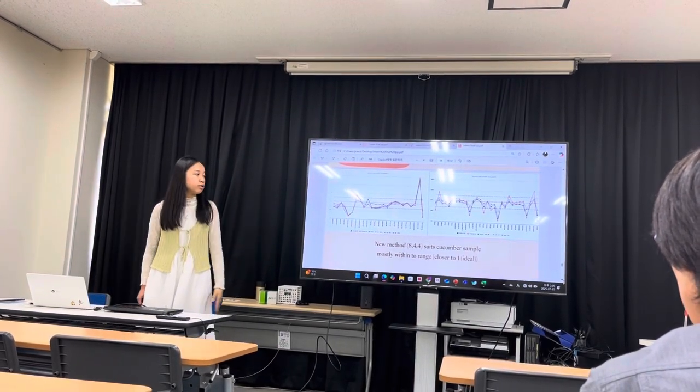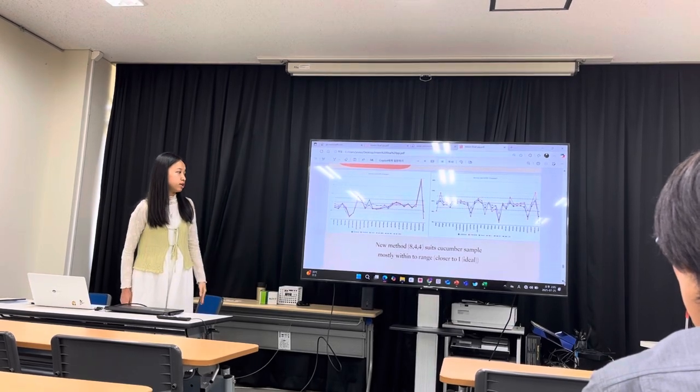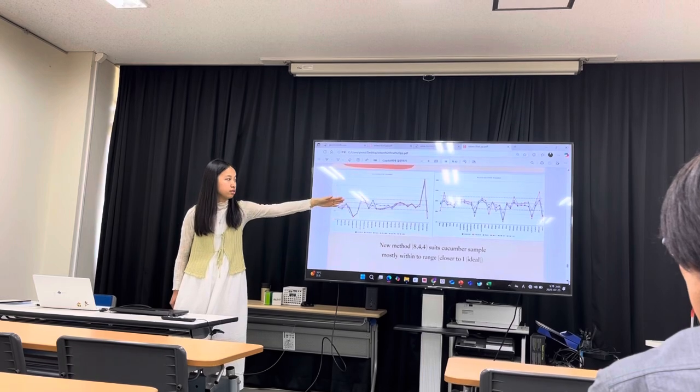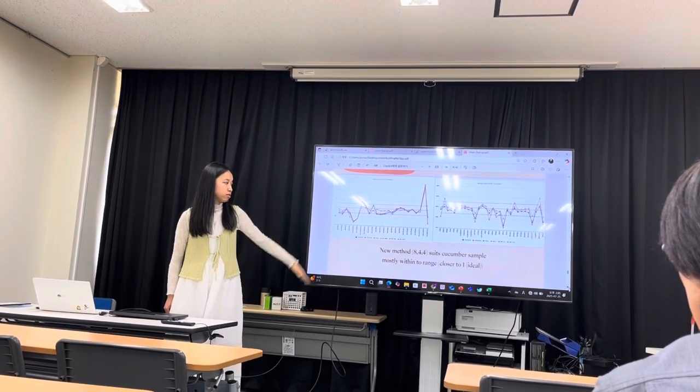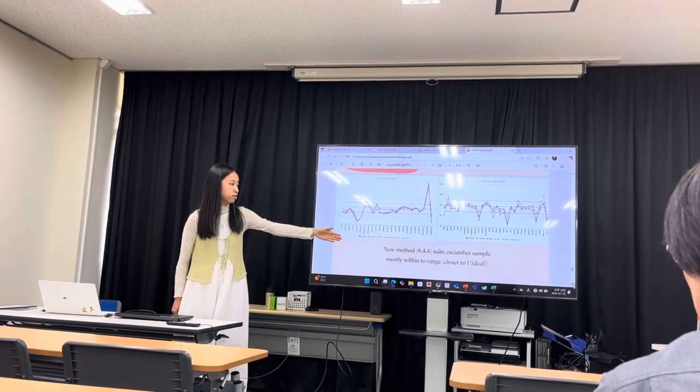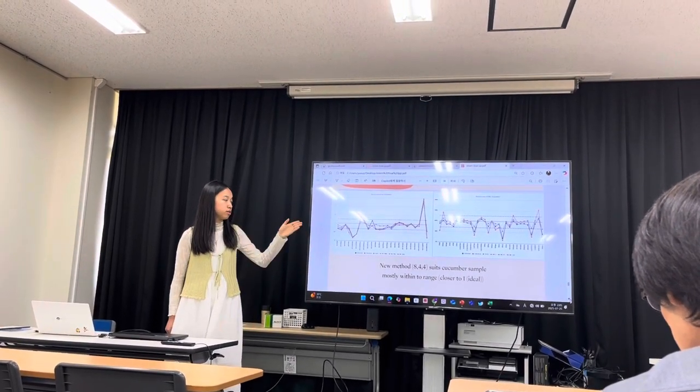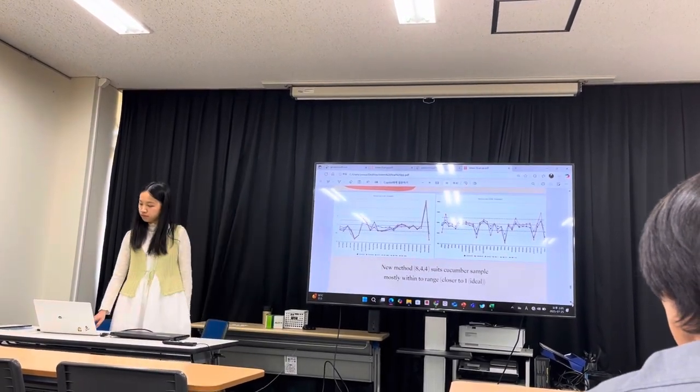By comparing the new and old methods, we can see that these are really out of the range, but that one is closer. So yeah, closer to 1 is really ideal. So the new method suits the cucumber sample.